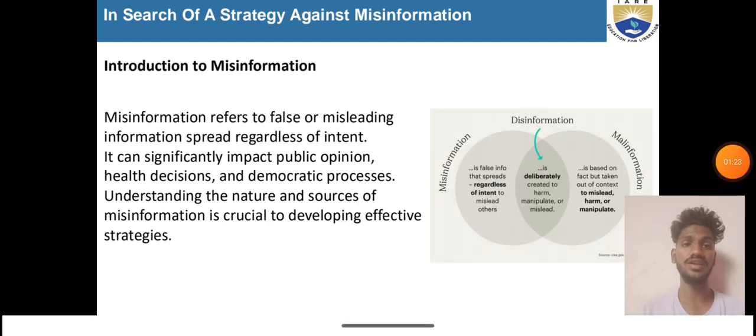First, we will move to the introduction to misinformation. Misinformation refers to false or misleading information. Misinformation is nothing but false or misleading information which is given by someone else. Spreading regardless of trend, it can significantly impact public opinions, health decisions or democratic processes. Understanding the nature and source of misinformation is crucial to developing efficient strategies.